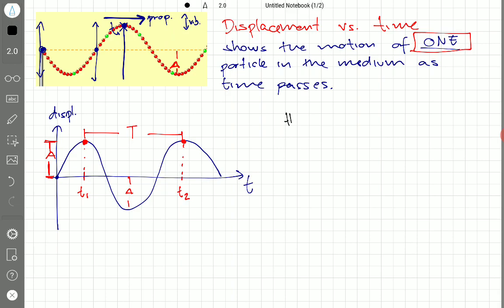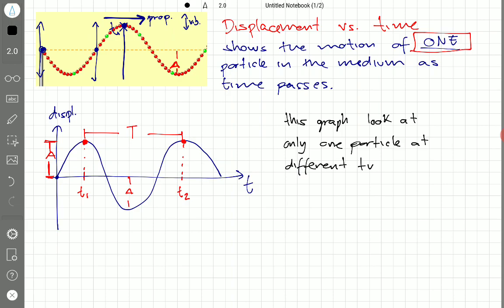this graph looks at only one particle at different times. Basically I haven't said anything new, I just said the same thing with these two definitions.